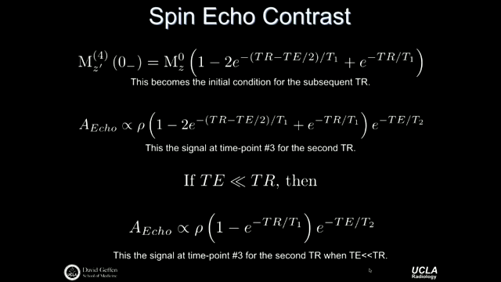And so now we have an expression that we can sort of look at and make sense of a little bit. We can take limits of this expression. What happens if TR is really, really long? What happens if TE is really, really short? So let's consider that really quickly. What happens to this term if my TR is really, really long?